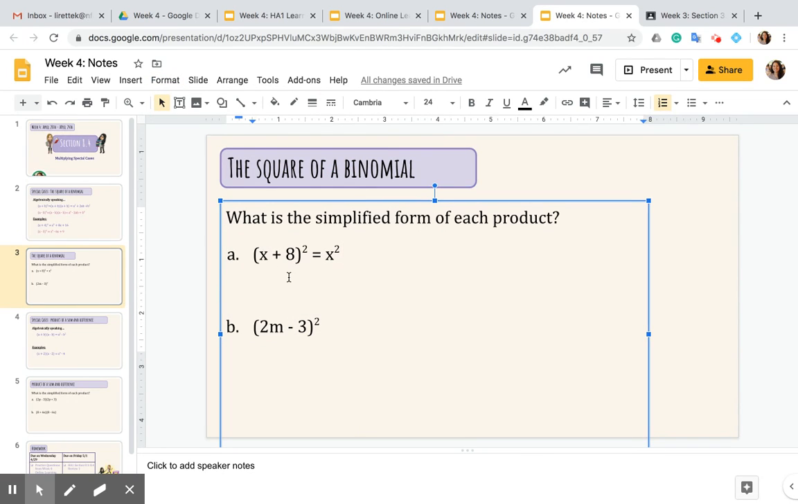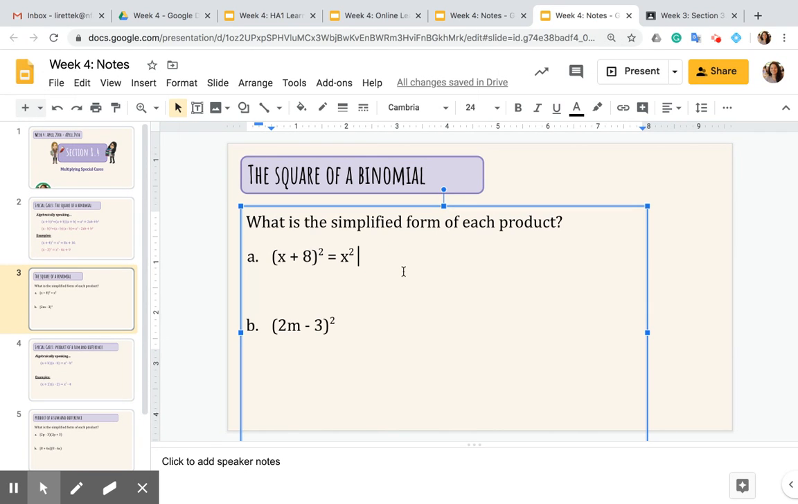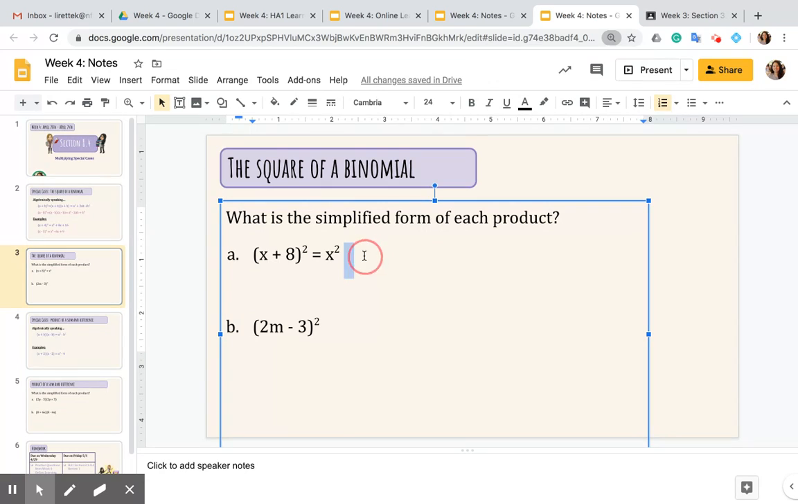This has a plus sign, so my middle term is going to have a plus sign. Then the middle term I get by doing x times 8, which is 8x, times 2, which is 16x. And then the last term I get by squaring the last term. So 8 times 8, 64. Done. That's my answer. Let's do another one.